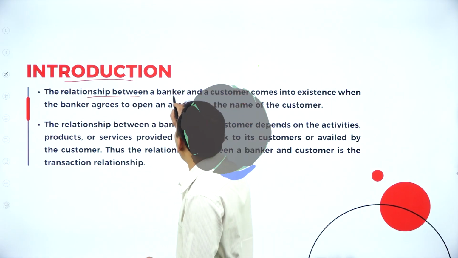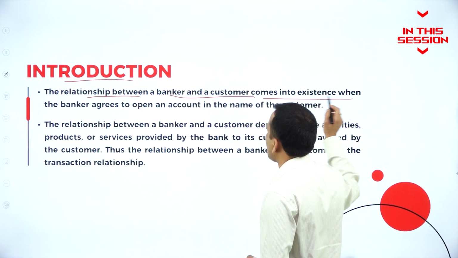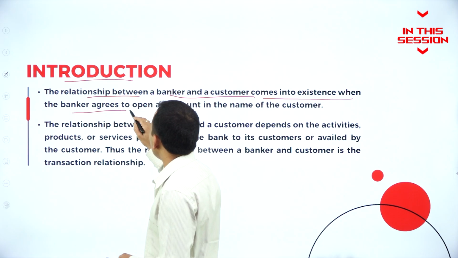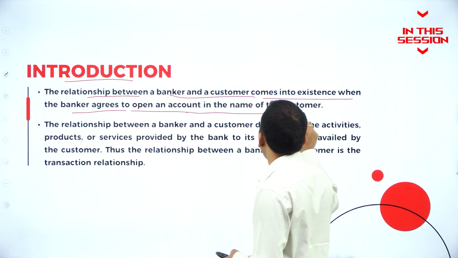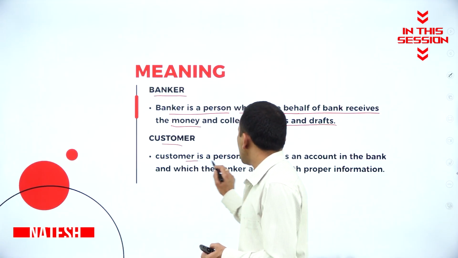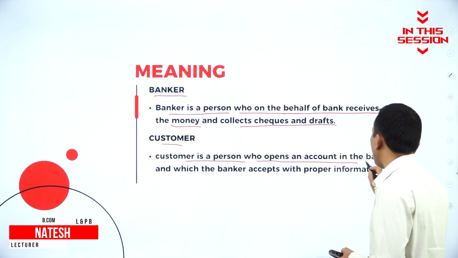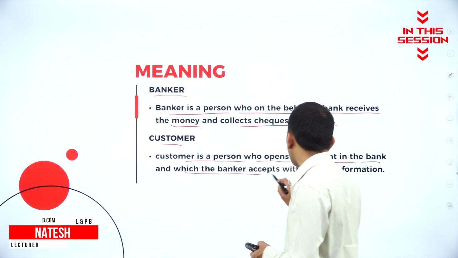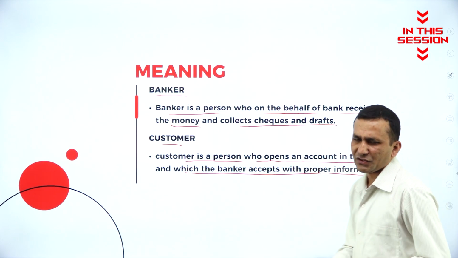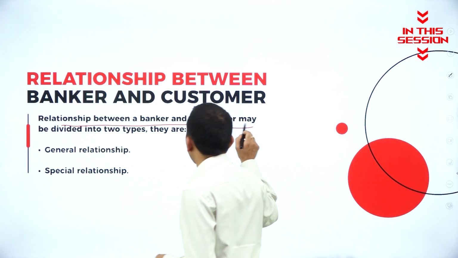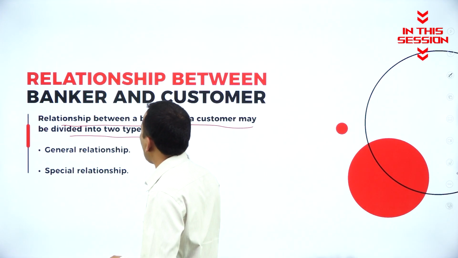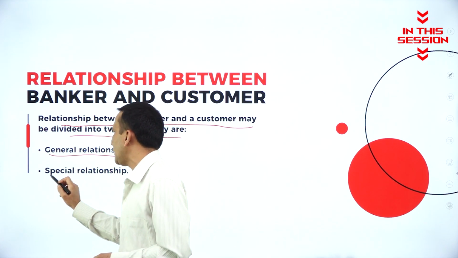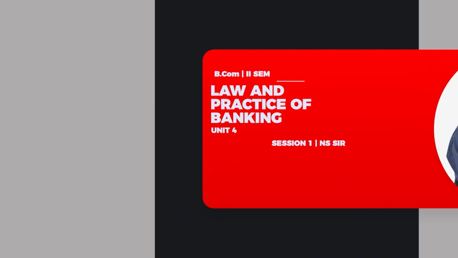The relationship between the bankers and the customers comes into existence when the banker opens an account in the name of the customer, and the customer is a person who opens an account in the bank, which the banker accepts with the proper information. The relationship between the bankers and customer may be divided into two types: one is a general relationship and the other is a special relationship.